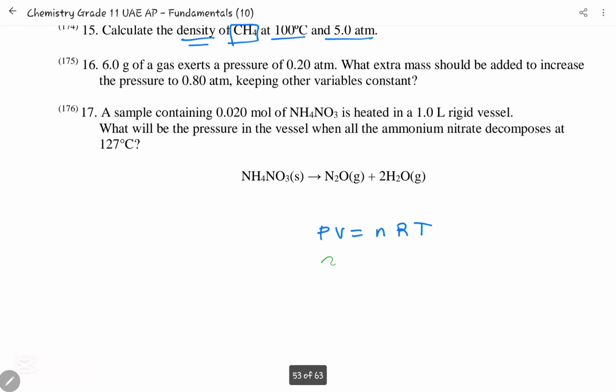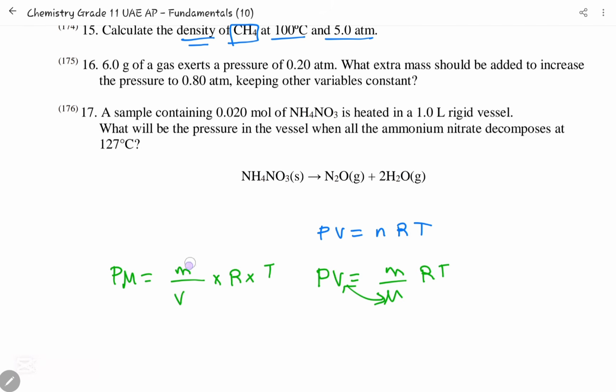And we can split it into mass over molar mass. So PV equals mass over molar mass RT. What happens if I switch the places of volume and molar mass? I get PM equals mass over volume times R times T. Mass over volume is density. Density denoted by rho, or if you want, you can say D. So now we have this new equation, PM equals DRT.